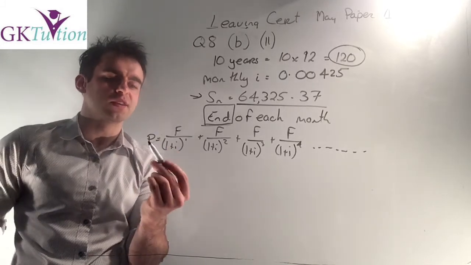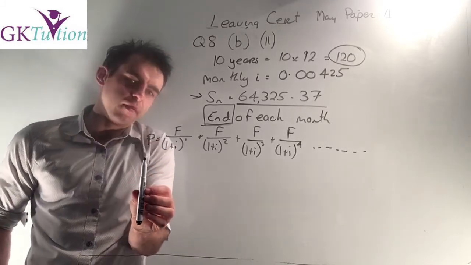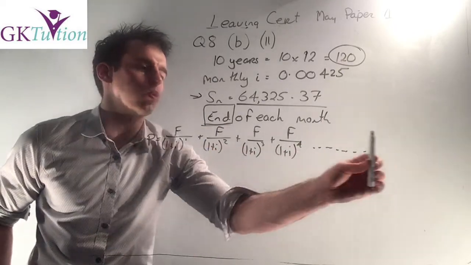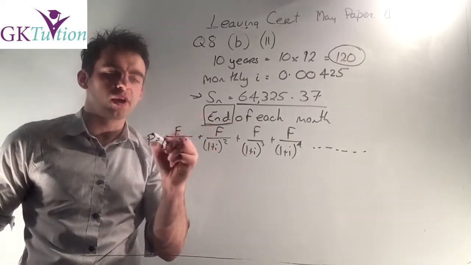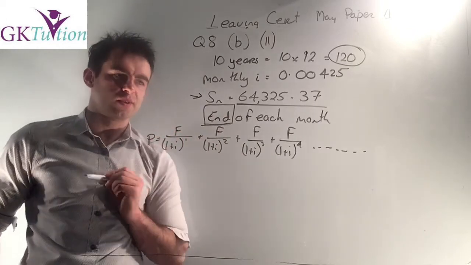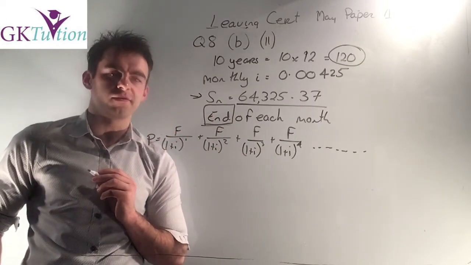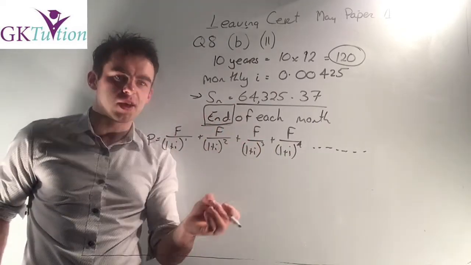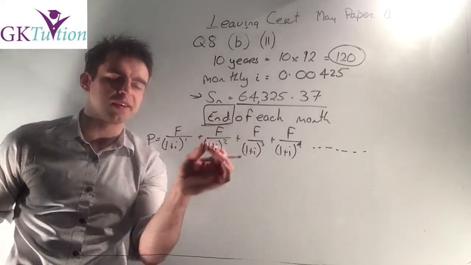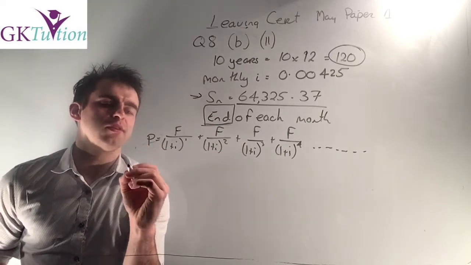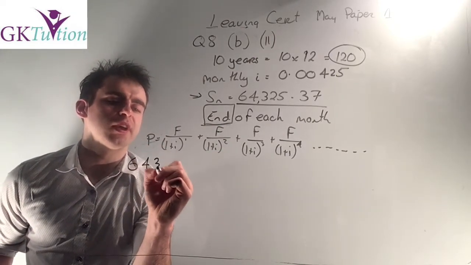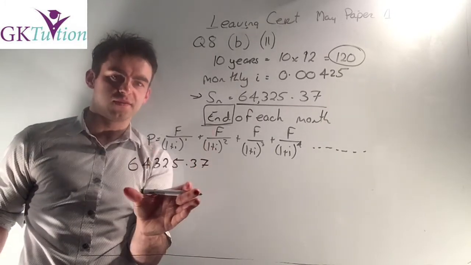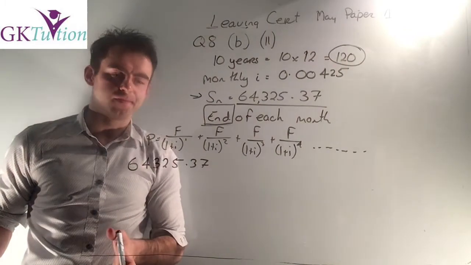So you should view this as one present value that will be accommodated for by a whole bunch of future payments. There's going to be 120 equal future payments that will accommodate for the fact that she owes them $64,325.37. So we can come up with a series. Because I'm making repayments, I'm using the formula as a fraction. So the amount of money she owes them is $64,325.37. That is the present value. She owes them that much money today.